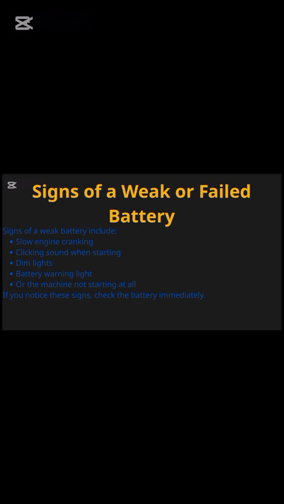If you notice any of these signs, check the battery immediately before you proceed.